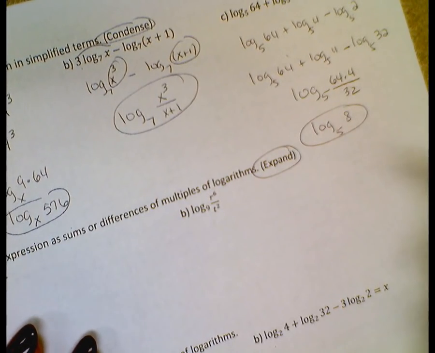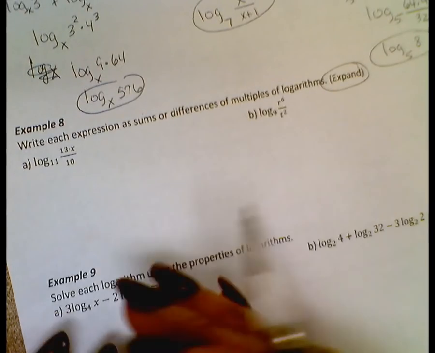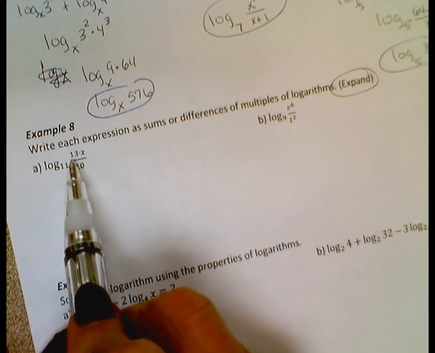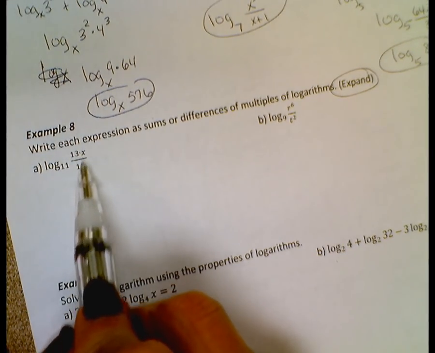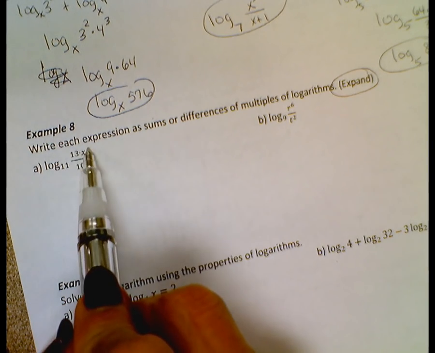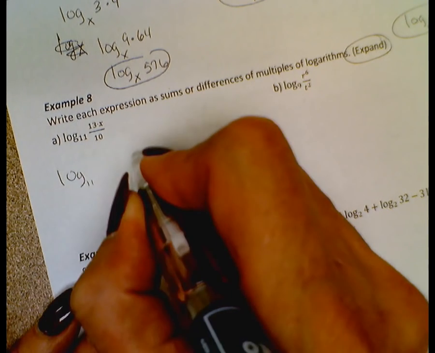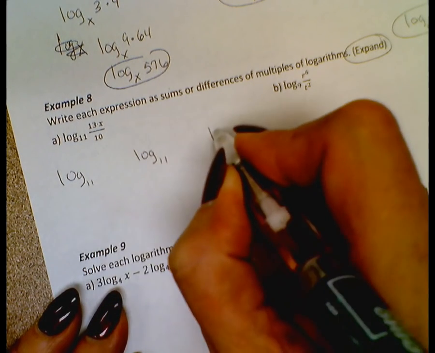So this time we're going to expand. Okay, so when you expand, you need to write log base 11 more than once. So how many times do we write it? Well, it depends. How many factors do we have? We have 3 factors. 13 is a factor, x is a factor, and 10 is a factor. So I'm going to write log base 11 3 times.